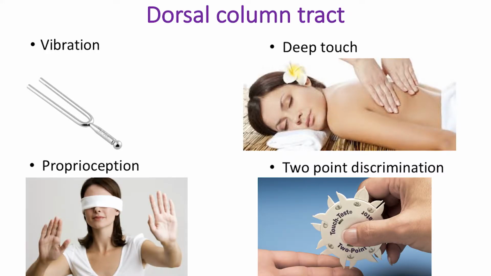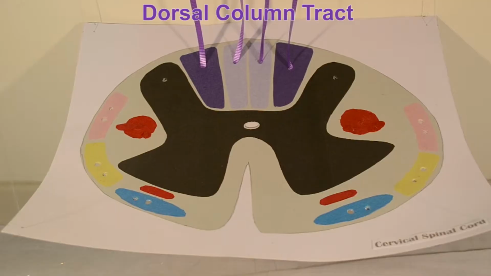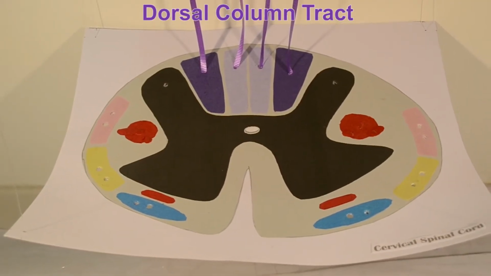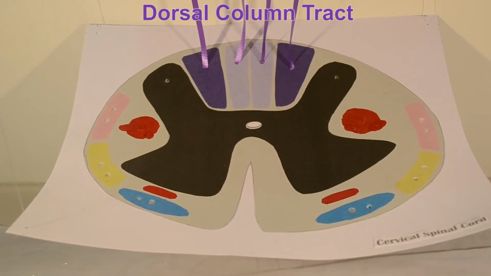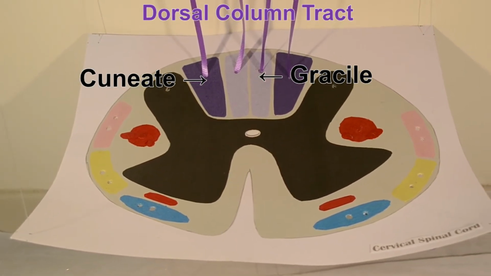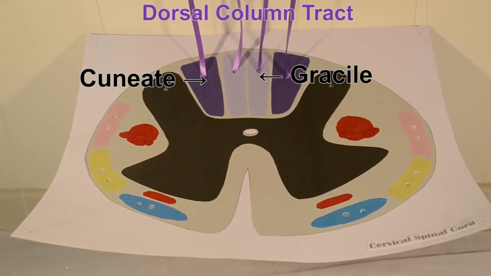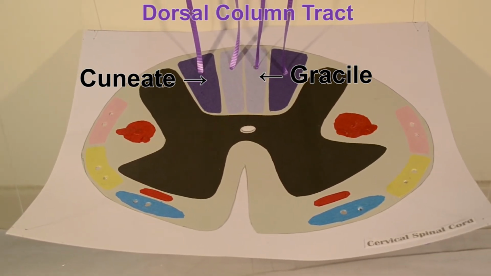The dorsal column is involved with the reception of stimuli related to vibration, deep touch, proprioception, and two-point discrimination. The dorsal column can be divided into 2 tracts, the gracile and cuneate tracts. The gracile tract is present throughout the entire length of the spinal cord. It carries sensory information from the lower limbs and the inferior trunk.